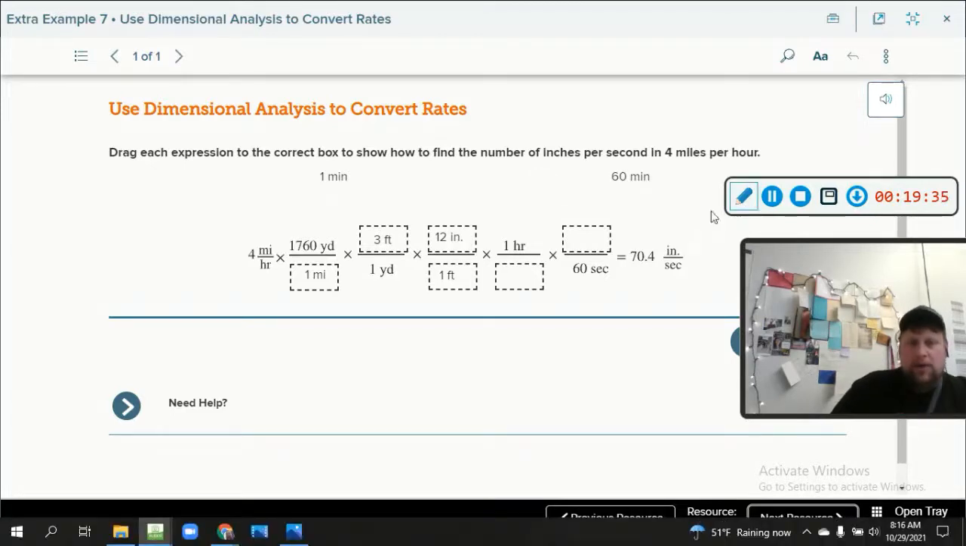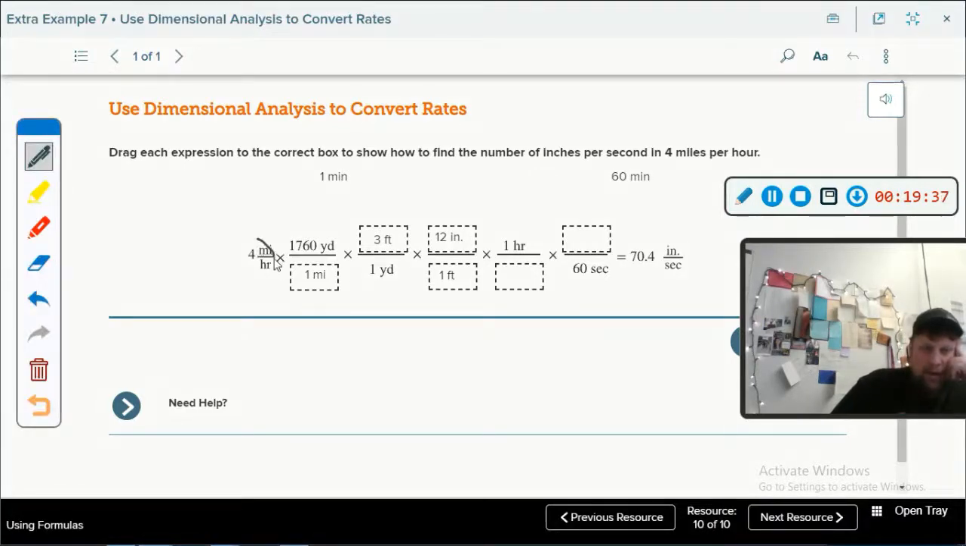So look at what just happened. I was able to cross out miles. I'm able to cross out yards. I'm able to cross out feet. So I'm only left with inches, which is what we're looking for. So now that we've done that, we need to change hours into seconds. Let's do that.